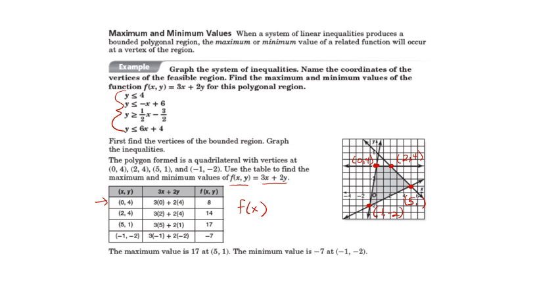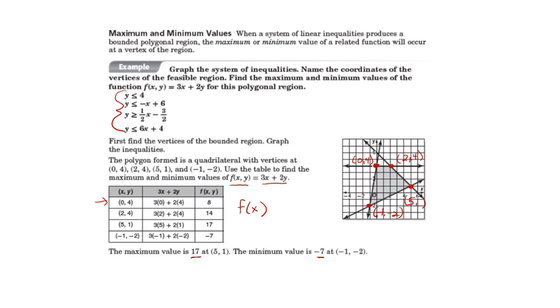So 8, 14, 17, and -7 are different values of the function. And we want the maximum value, which is our highest. So that's 17. That might be your maximum profit. And then -7 would be the minimum, like what's my minimum loss? What's the least amount of money I could lose in this? All right, so there's your minimum value.